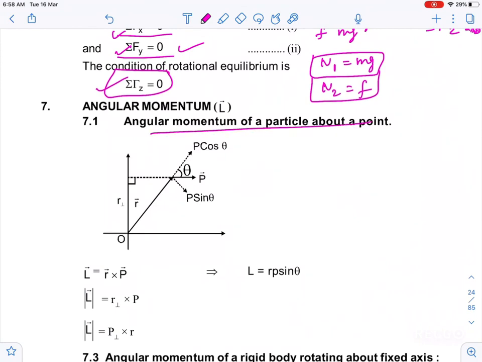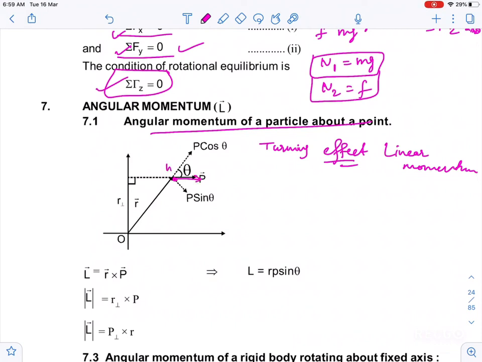Now angular momentum is basically, I can say that if we attach a turning effect with linear momentum. Angular momentum is the turning effect attached with linear momentum. Turning effect of linear momentum is angular momentum.